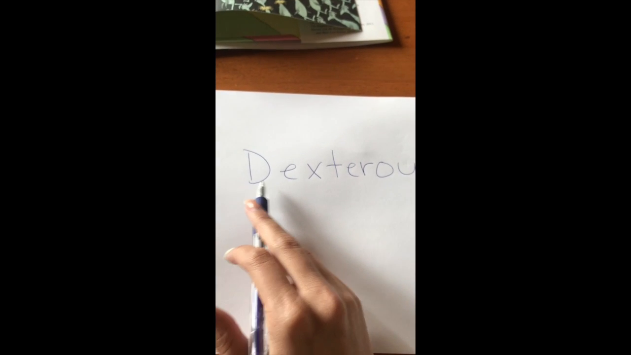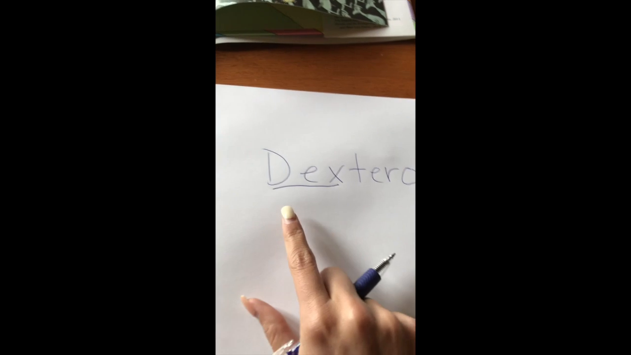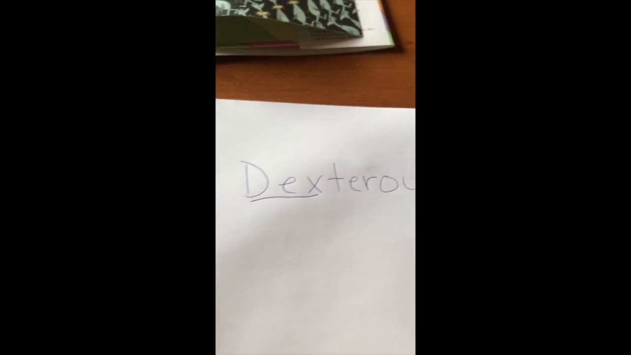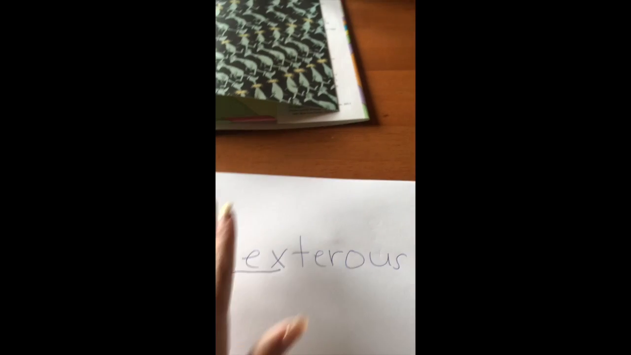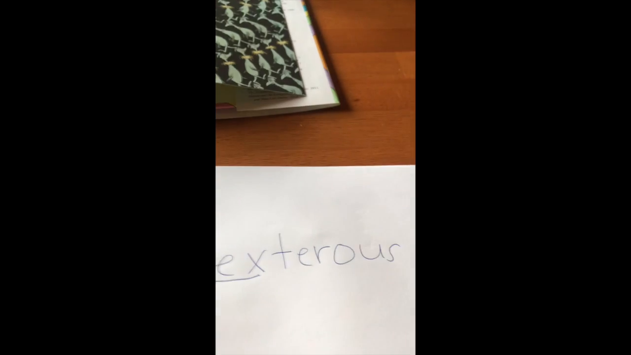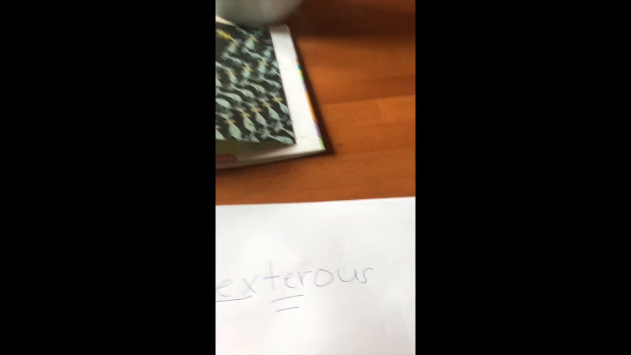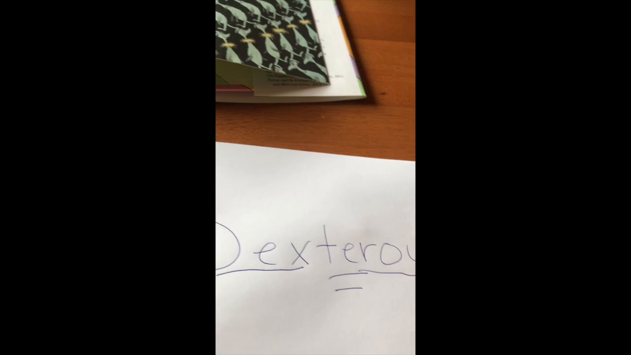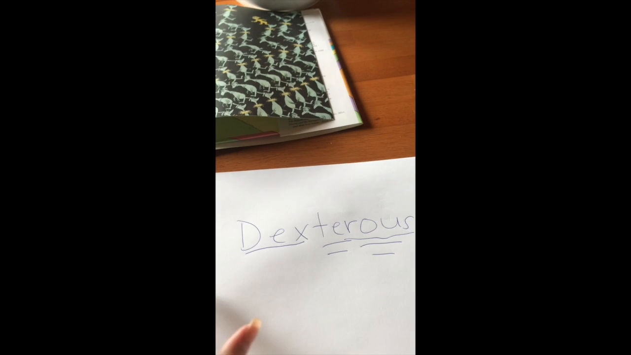So the beginning, DEX, this can be easily tapped out. D-X, dex. So then we'll move on to the TER. So I'll cover the TER, OUS. So we have the TER, again, can be easily tapped out, sounded out. And then now ROUS is rus. So we have dexterous, dexterous.